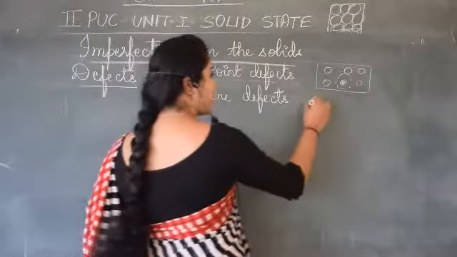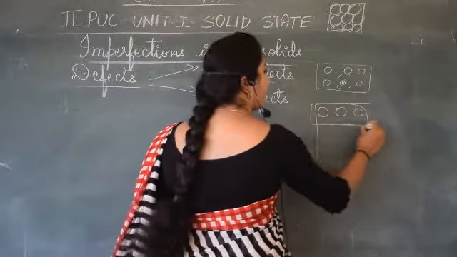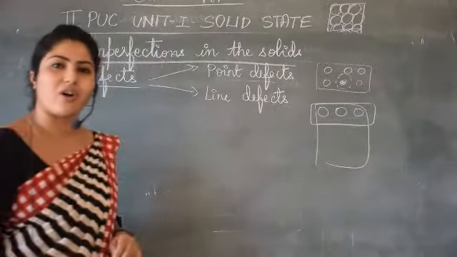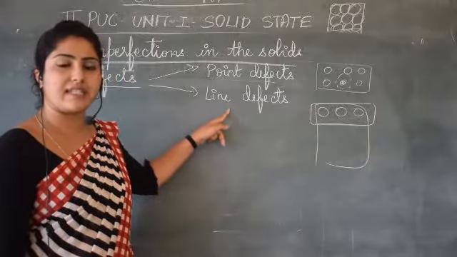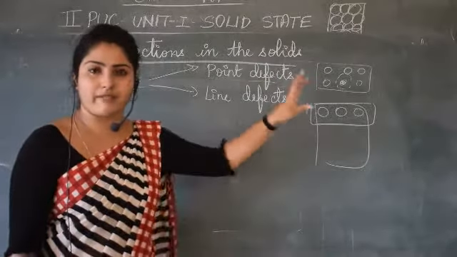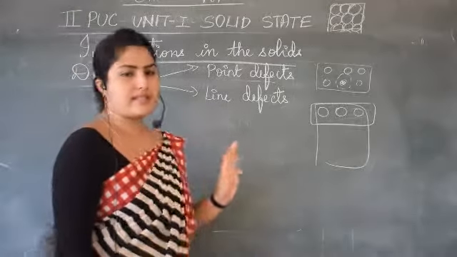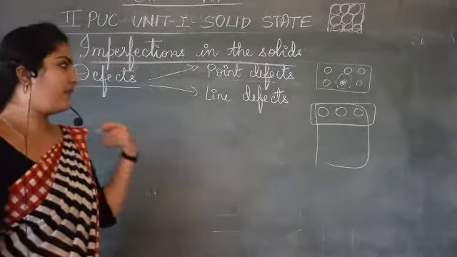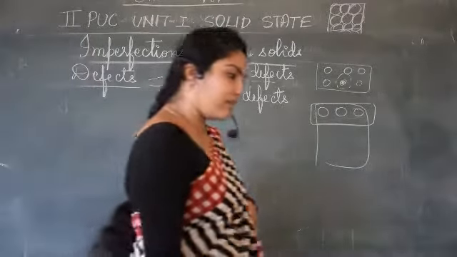Line defect means during the arrangement, if the whole row itself has a defect, then you call it a line defect. Line defect is the irregularity seen in the entire row of the crystal system. Clear? These are just the definitions you need to know. We will go further with different types of defects.